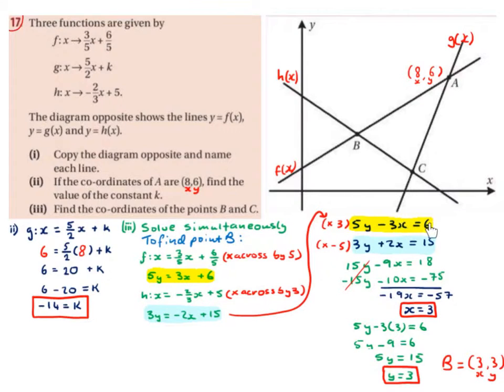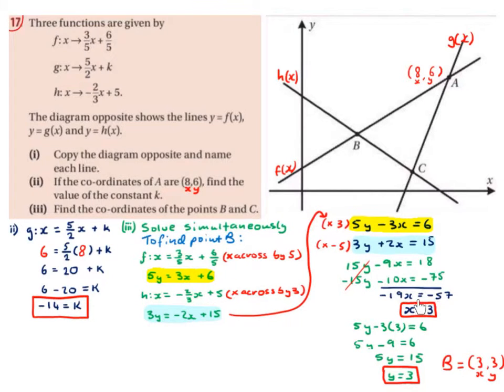We're going to multiply this entire equation by 3 and this entire equation by minus 5. 3 by 5y is 15y. 3 by minus 3x is minus 9x. 3 by 6 is 18. Minus 5 by 3 is minus 15y. Minus 5 by 2x is minus 10x. Minus 5 by 15 is minus 75. The y's will now cancel. Minus 9x minus 10x is minus 19x. And 18 minus 75 is minus 57. Minus 57 divided by minus 19 is 3. x is equal to 3.